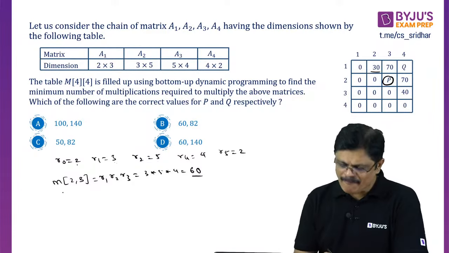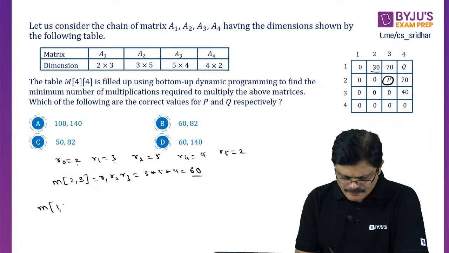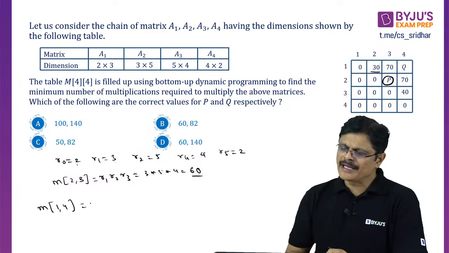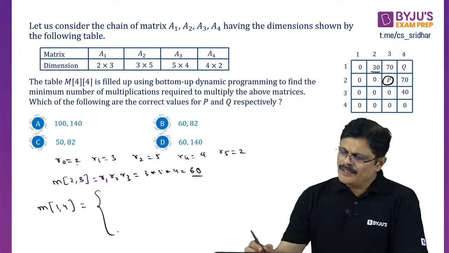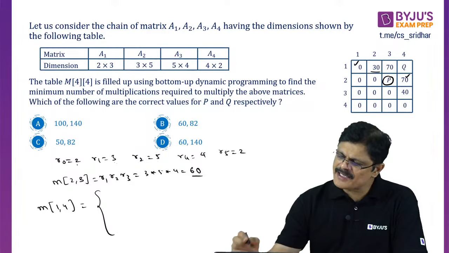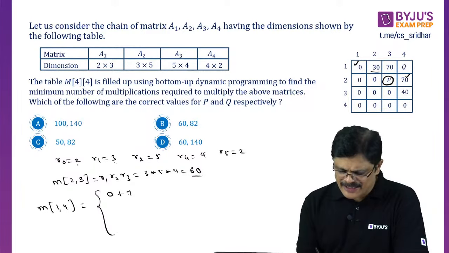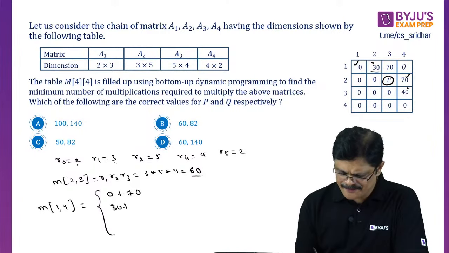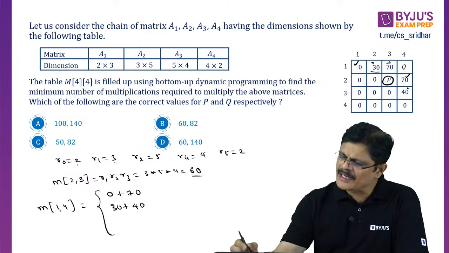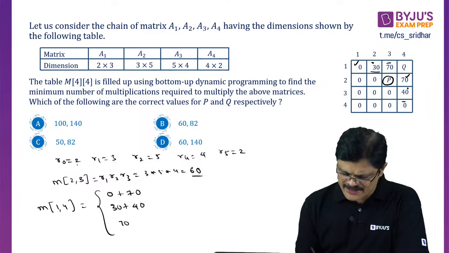Now if you want M14, sir, see, for M14 what we need to do, because all the values are ready: this plus this, that is 0 plus 70 is one case, 30 plus 40 is other case, and 70 plus 0 is other case.